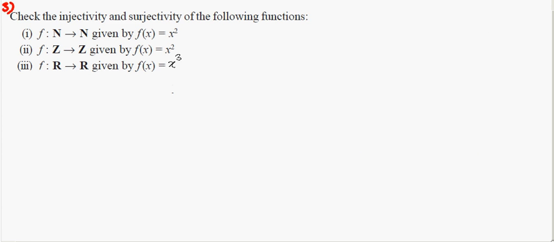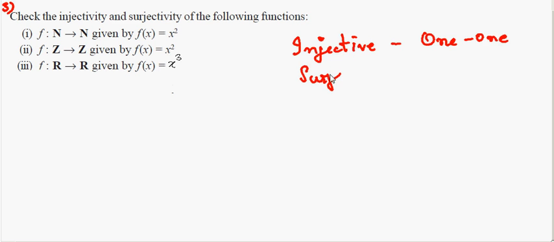Next we'll move on to the next question. What is given here is: check the injectivity and surjectivity. What do you mean by injective? A function is called injective when it is having one-to-one type of mapping, one-to-one function. And when do you call a function to be surjective? When it is an onto function.